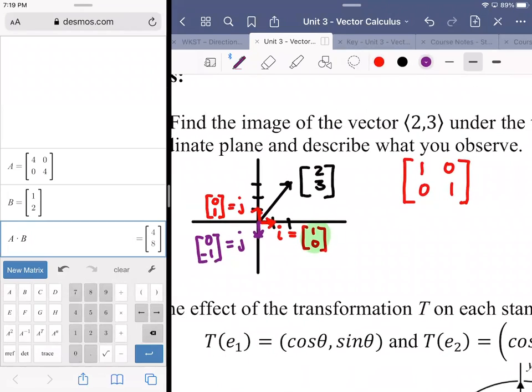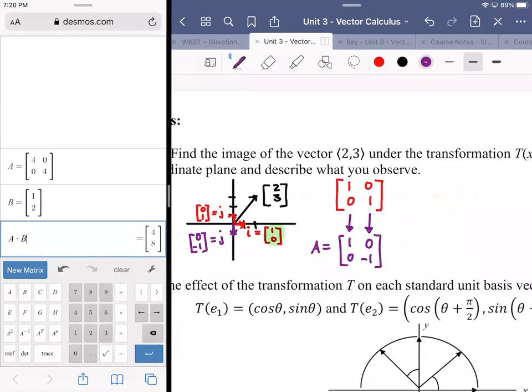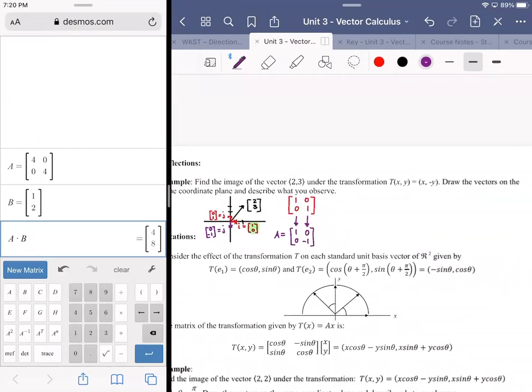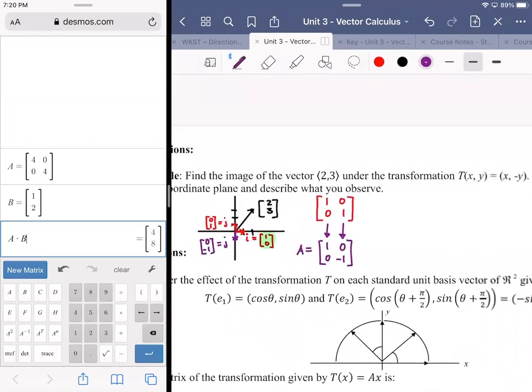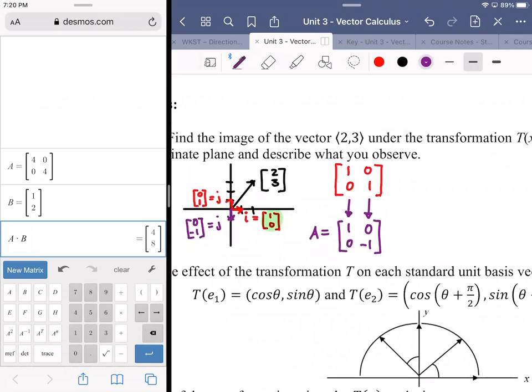So I'm basically saying take your identity matrix and transform it column by column based on what's happening to the i and j vectors. So i stayed put, so that's going to be 1, 0. j got flipped over the x-axis, so that's going to be 0, -1. All right, so this is our standard transformation matrix A. If I want to actually transform, so draw the vectors, we did that. We need to actually transform 2, 3 to see where it's going to end up. Now that's a reflection over the x-axis. So we know it's going to be 2, -3, but let's verify it to make sure.